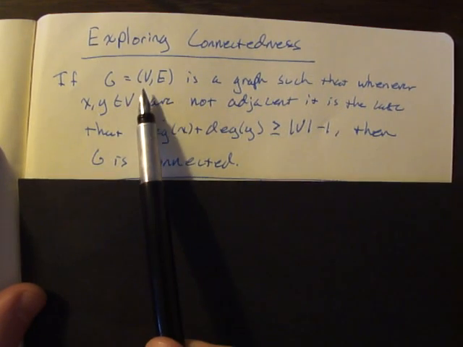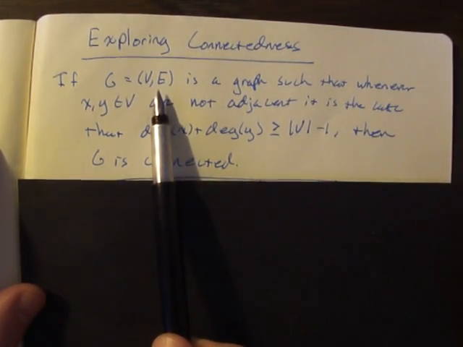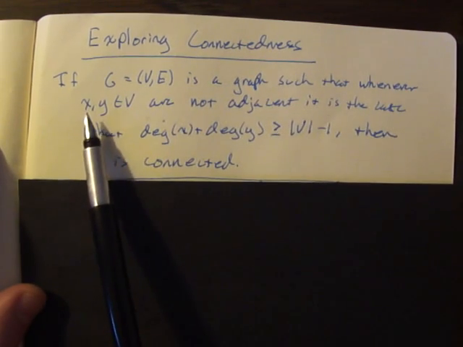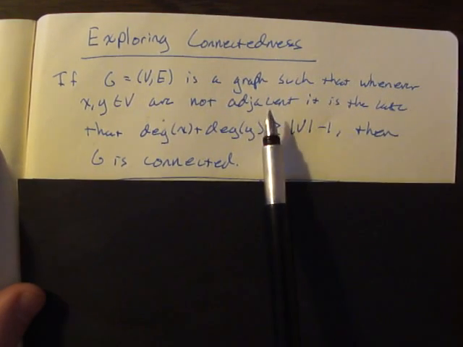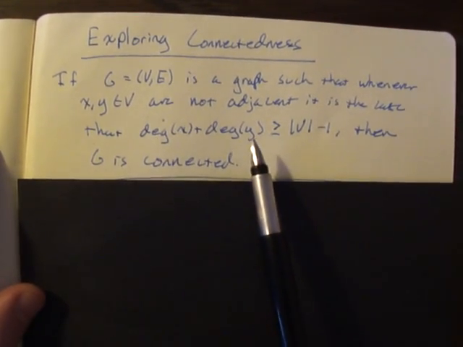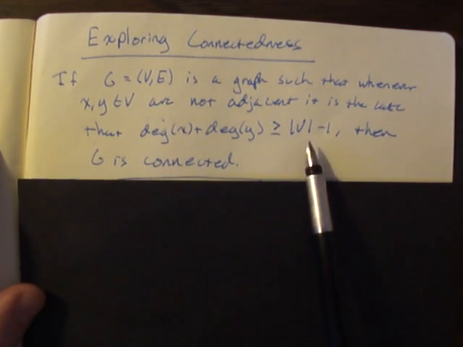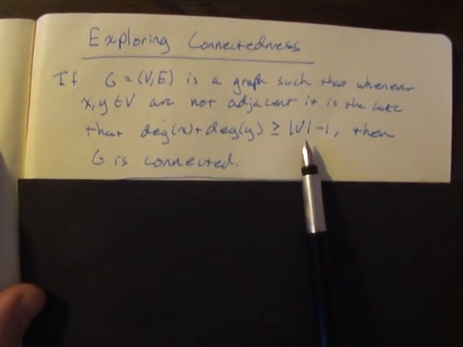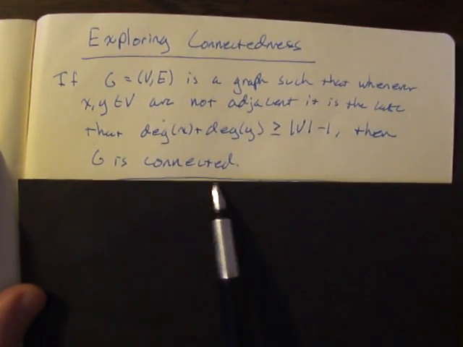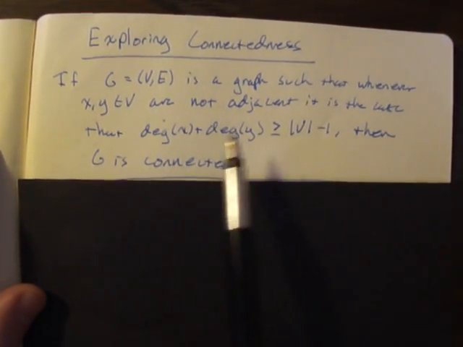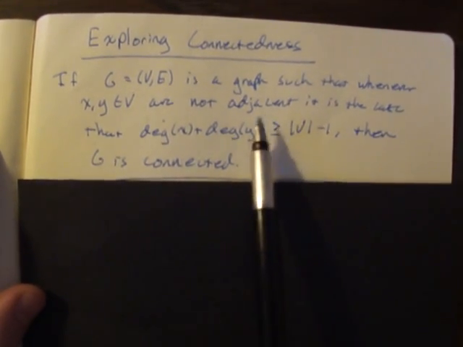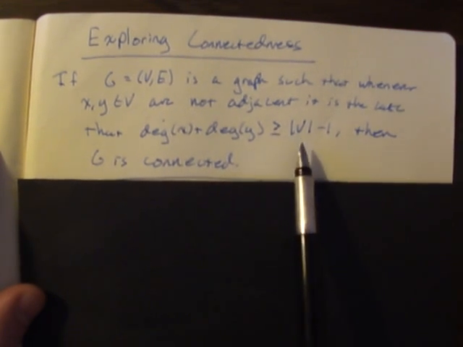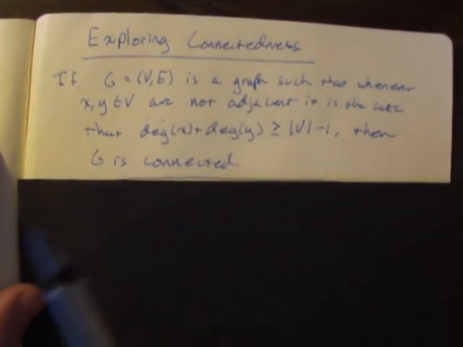If G is a graph with vertex set V and edge set E, and if for every pair of vertices x, y that are not adjacent with one another, it is the case that the sum of their degrees is greater than or equal to the cardinality of V, the vertex set, minus 1, then G is connected.